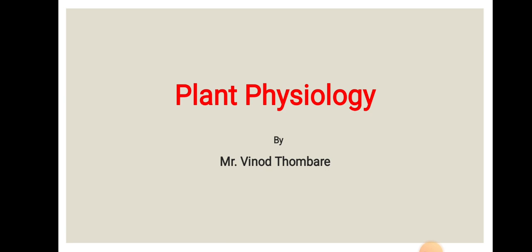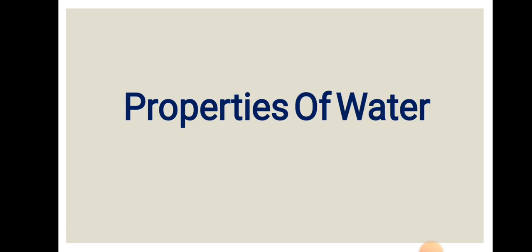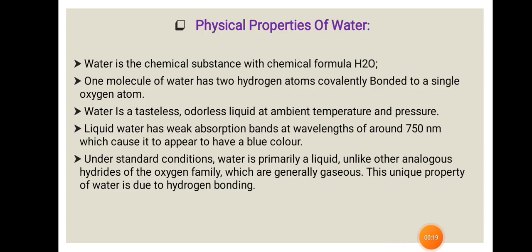The next topic from plant physiology is properties of water. Now, first of all, see the physical properties of water. Water is the chemical substance with chemical formula H2O.